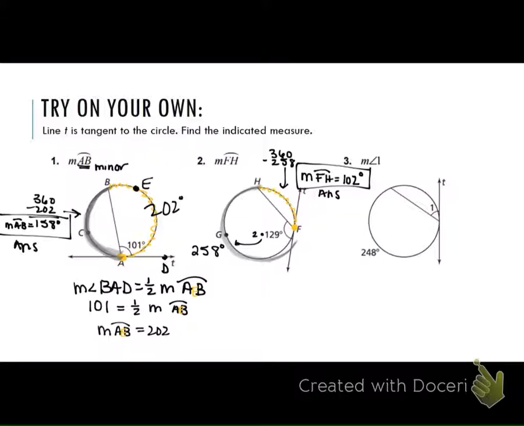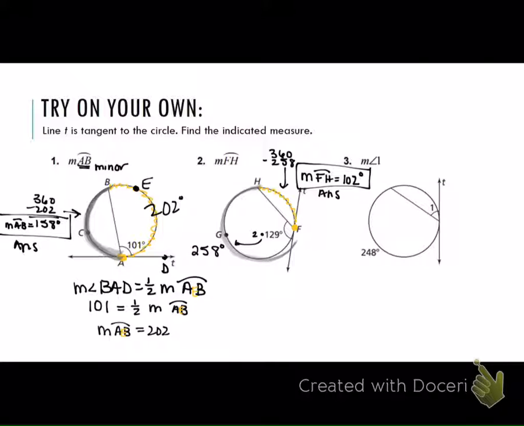Okay, last one there. What are we going to have to do first to be able to find the measure of angle 1? Who thinks they can figure this out? We've done a couple of these problems now. What will we do first? Greg? Subtract 248 from 360, so we can get this arc, right? Yeah.